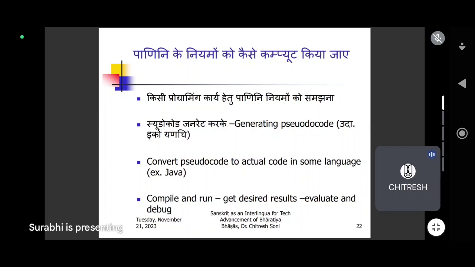वो इसी सूडो कोड से ट्रांसफॉर्म होता है। और ये सूडो कोड को यदि एक्चुअल कोड in some language, if it is coded in Java or any language, it can be easily taught to the system, to the computer system or any intelligent system, then compile and run to get desired results and evaluate and debug. Next please.